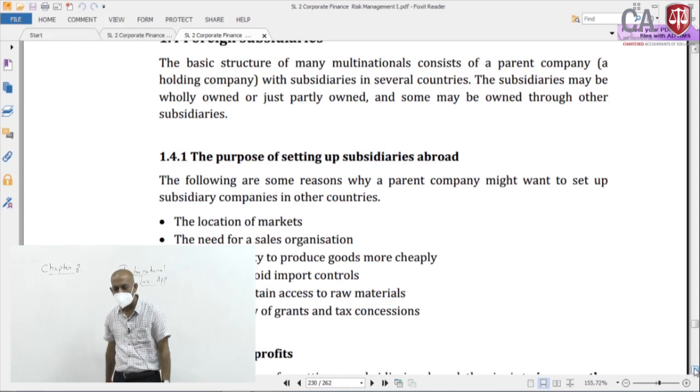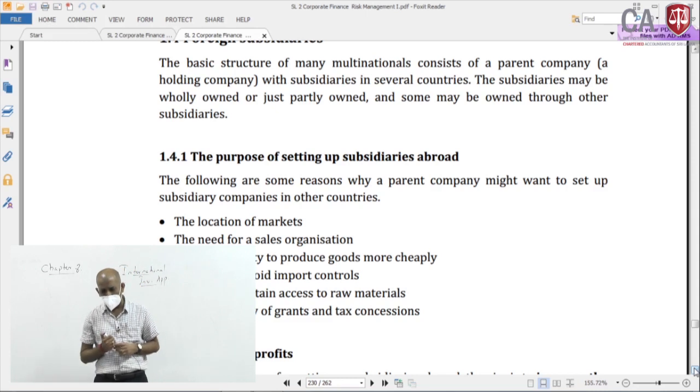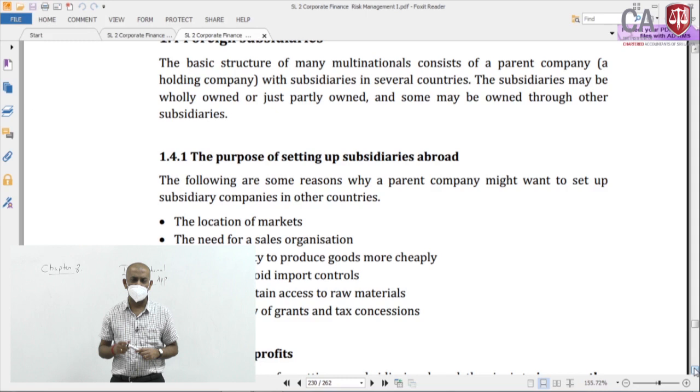Then they mention the foreign subsidiaries. Why do you want to start a foreign subsidiary? That means you are a local company, you start a subsidiary company in another country. Why do you do that? 1.4.1, the purpose of setting up subsidiaries abroad. What is the purpose? One is the location of market. I think we earlier also talked about it. Right? Your location of markets, your market may be close to that country, so you better have the company there so that it's easy to sell.